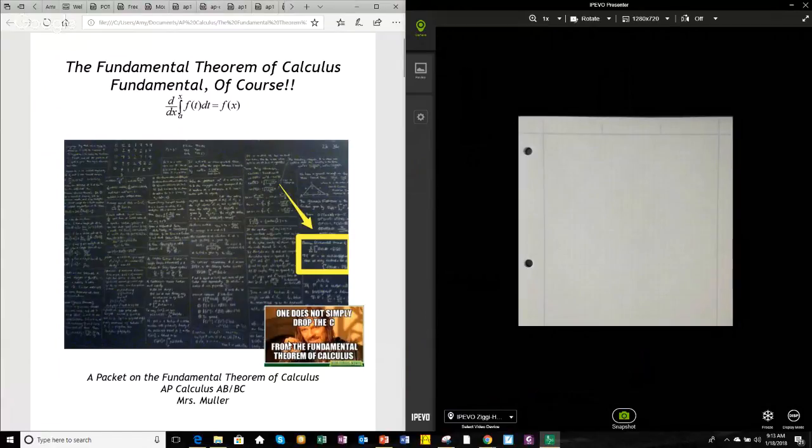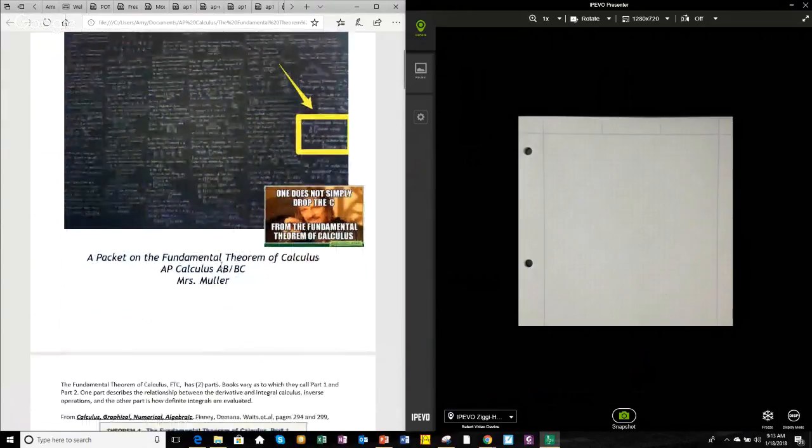And my favorite quote is, "One does not simply drop the C," from the fundamental theorem of calculus. And, you know, that's Boromir there from Lord of the Rings. He refers to one does not just walk into the city of Mordor. And that's obviously where that quote came from, for all of you Lord of the Rings nerds out there.